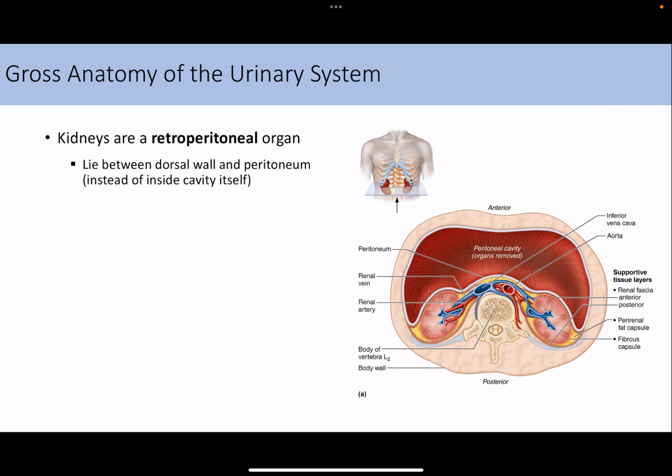So the kidneys are a retroperitoneal organ. So that means they lie between the dorsal wall, the very back wall of the abdominal cavity, and the peritoneum is in front of them. So they're only covered by membrane on the front and lateral sides of the kidneys. All right. So hopefully you guys put retroperitoneal during the practical yesterday when talking about the kidneys.